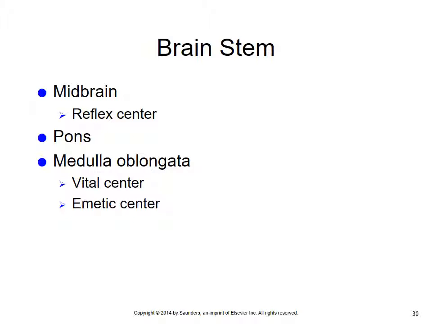Its emetic center stimulates vomiting, either as a result of direct stimulation, for example, fear, spinning, or distressing odors, or from indirect stimulation from the chemoreceptor trigger zone, or CTZ, as in cancer chemotherapy. So if you remember from medical terminology, emesis means vomit, and emetic would be pertaining to vomiting.